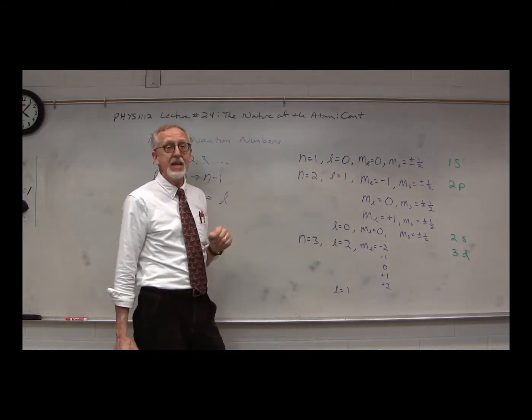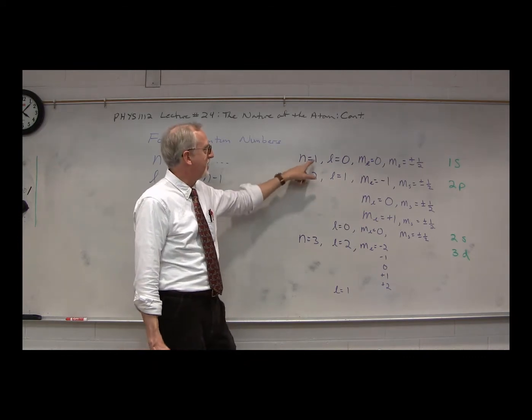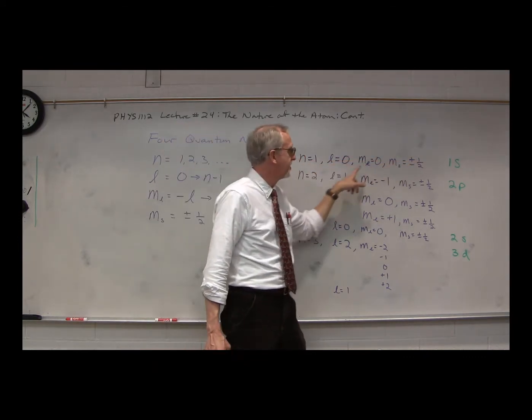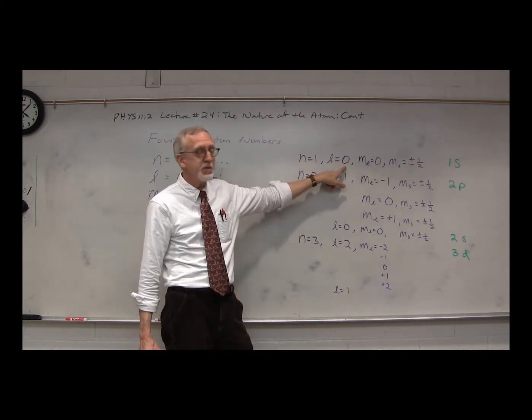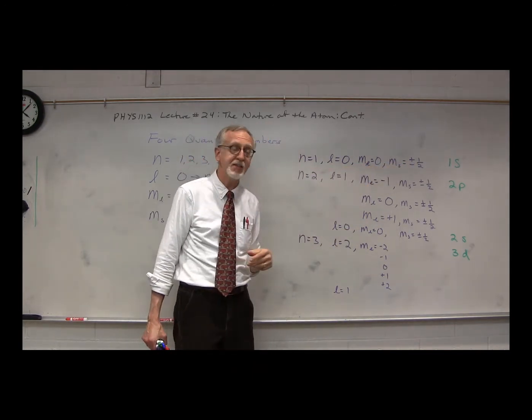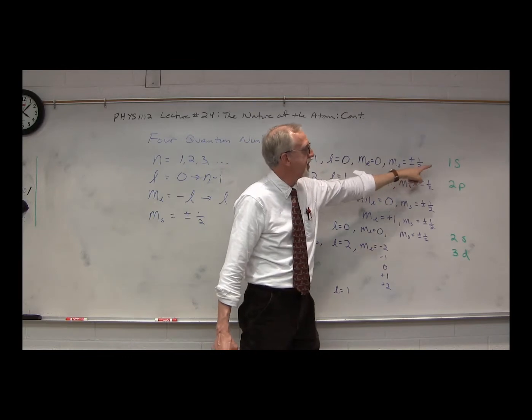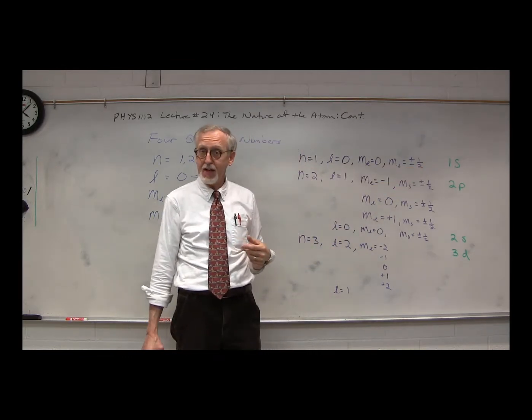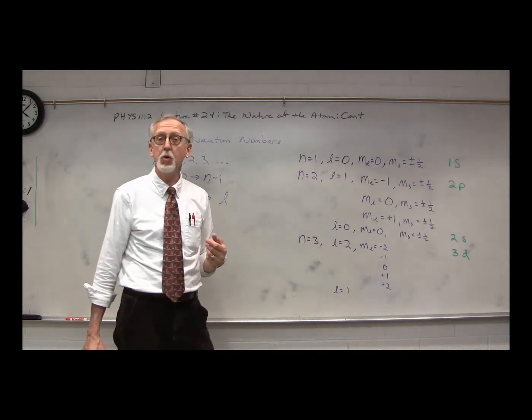Well, an electron in this state, we refer to this as the 1s state. The zero angular momentum state, we call that an S state. So that's an electron in a 1s state. And we can have two electrons in that state because there are two values for the spin quantum number.